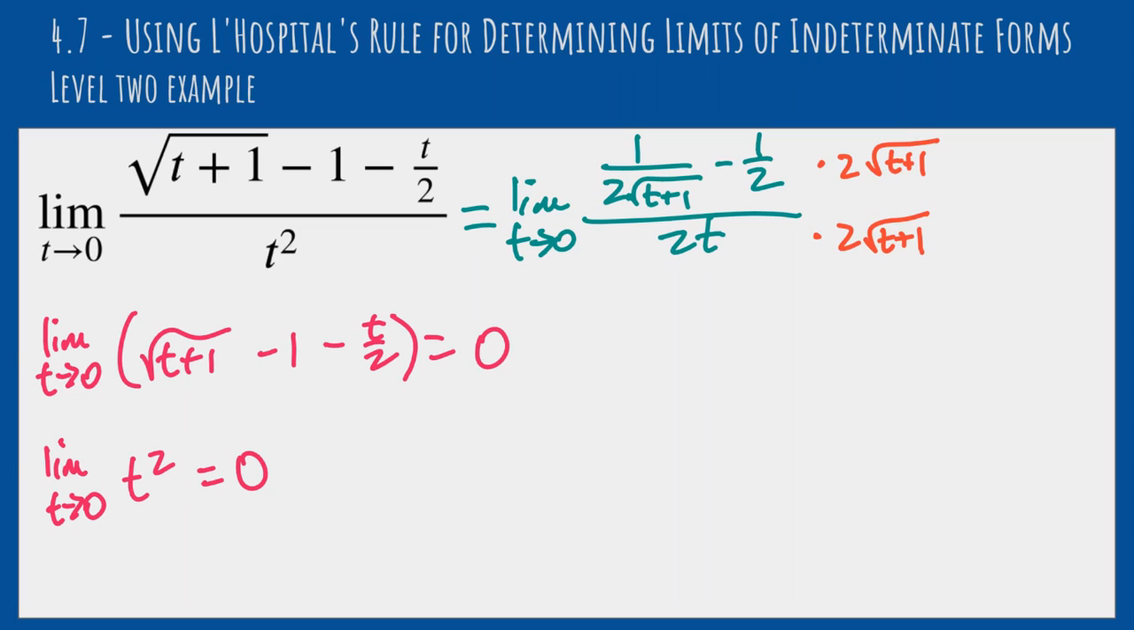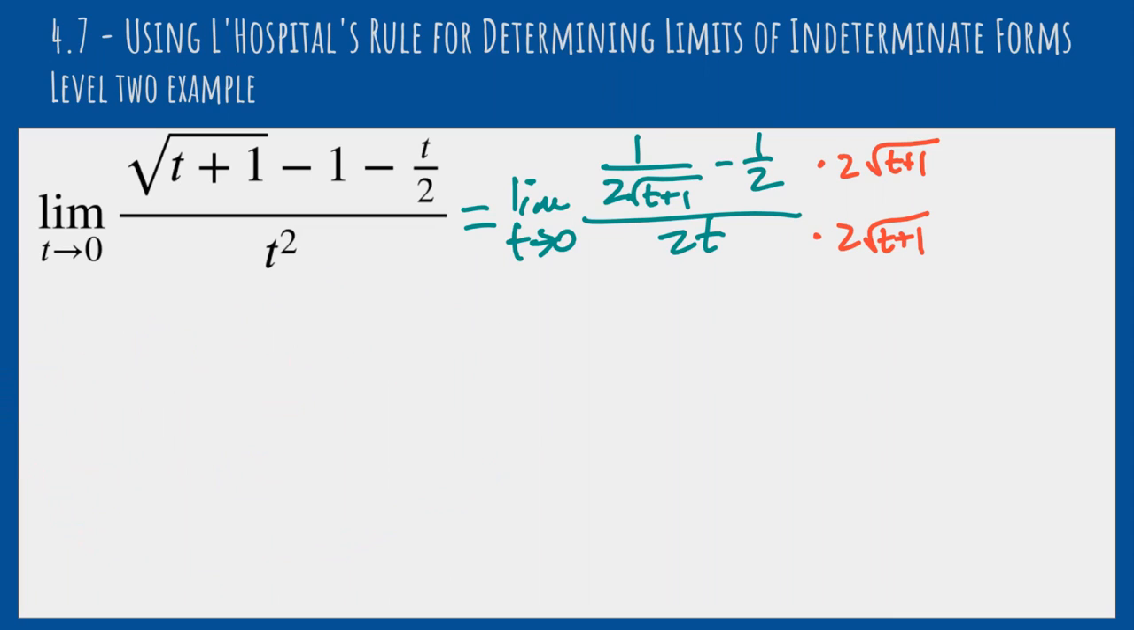And don't forget about what we have here. I'm going to erase it to give myself a little more room. So we get the limit as t approaches 0. Again, I'm just algebraically manipulating this. And we get on top 1 minus, and then the 2's are going to cancel, so all we have is the square root of t plus 1. And in the denominator, we're going to have 4t times the square root of t plus 1.